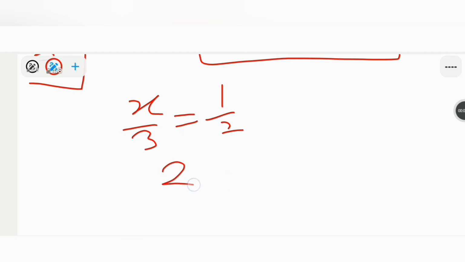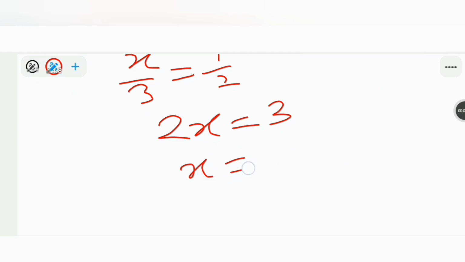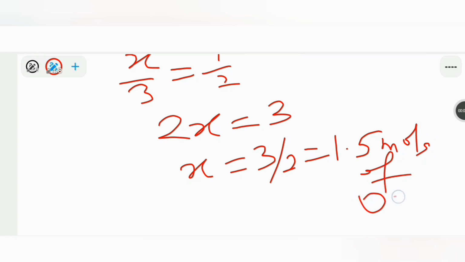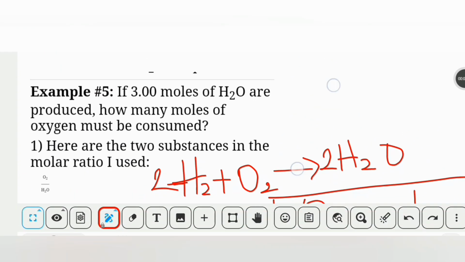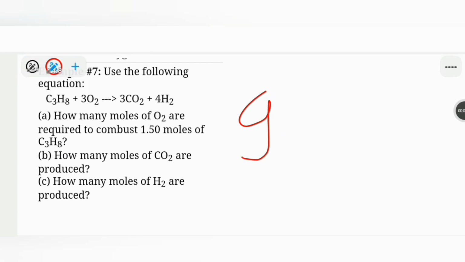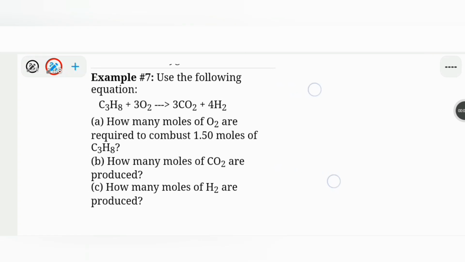Cross multiply, you have 2X equals 3. X will be 3 over 2, which is 1.5 moles of O2, of oxygen. So the answer is 1.5 moles of oxygen. So it's very, very simple. That's how to use the ratio method. This technique also works whether you have grams in the question or moles or whatever you have, it will still work. Okay, let's try this question and let's see what we're going to get.